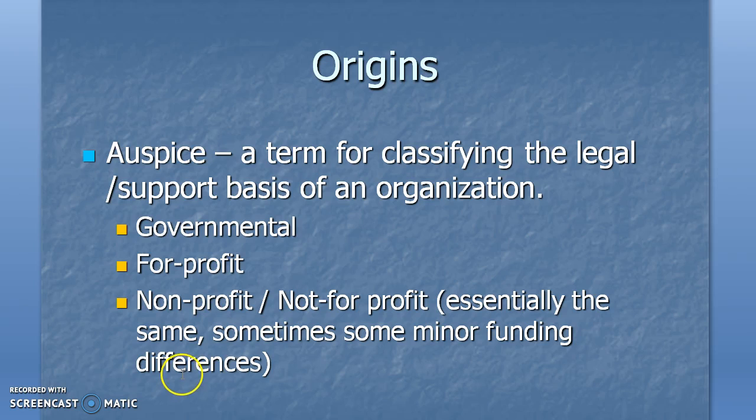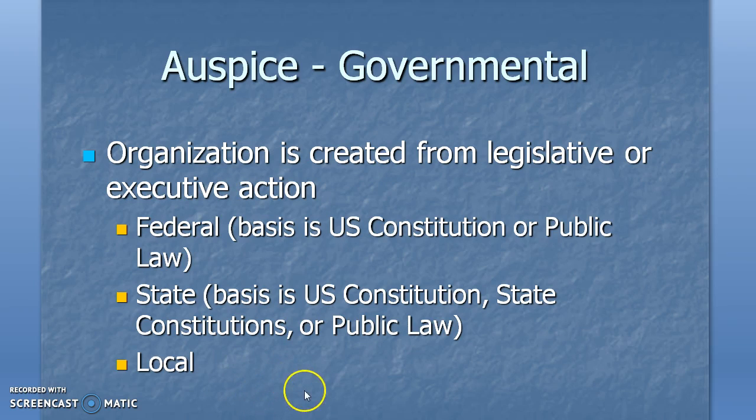Next slide. So let's deal with the issue of auspice first. Auspice is a term that's used for classifying the legal or support basis of an organization. And essentially there are three big types of auspice. There are governmental organizations. There are organizations that exist to make money, or for profit. And there are organizations that serve some other public good, which we typically call nonprofit or not-for-profit organizations. Essentially the same. There's some minor funding differences, but they're essentially the same.